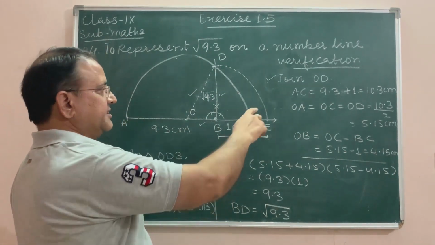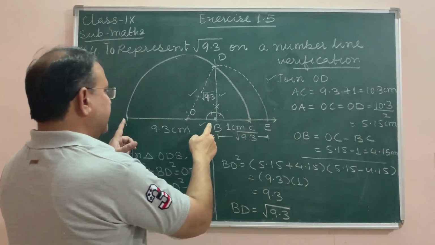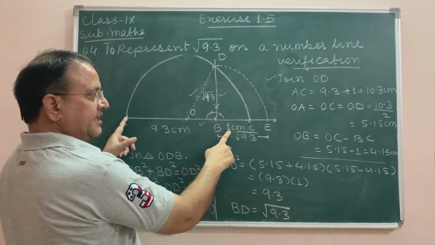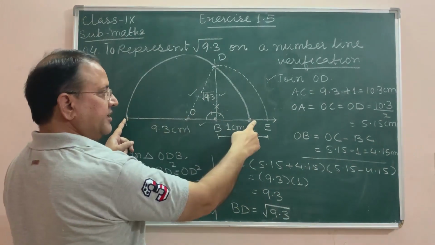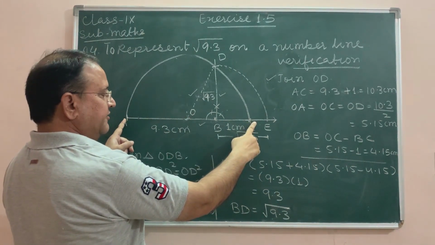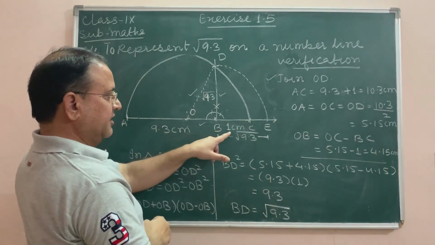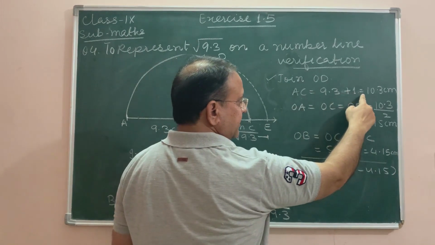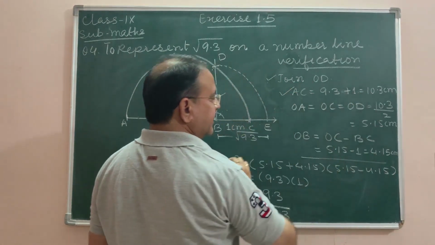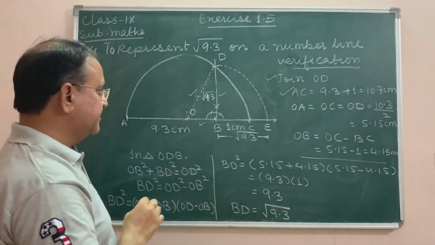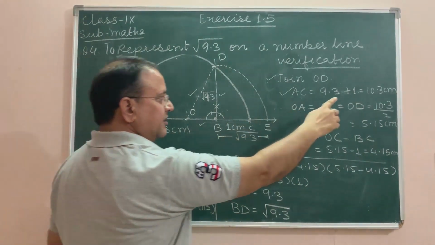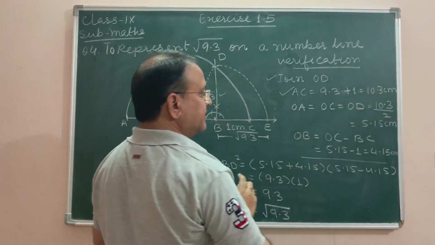So we will start from AC. Length AB is 9.3 and BC is 1 centimeter. So what will be the length of AC? Length of AC will be 9.3 plus 1, which is equal to 10.3 centimeters.